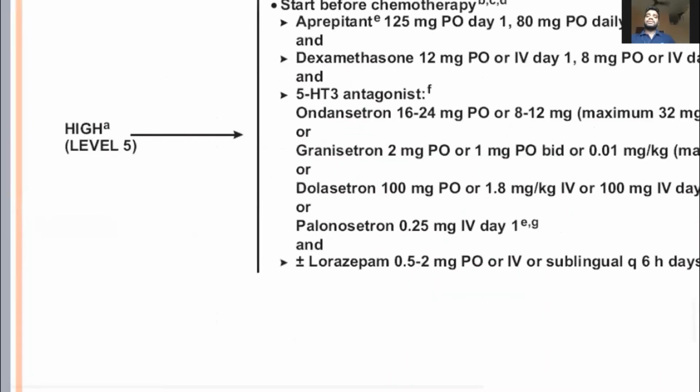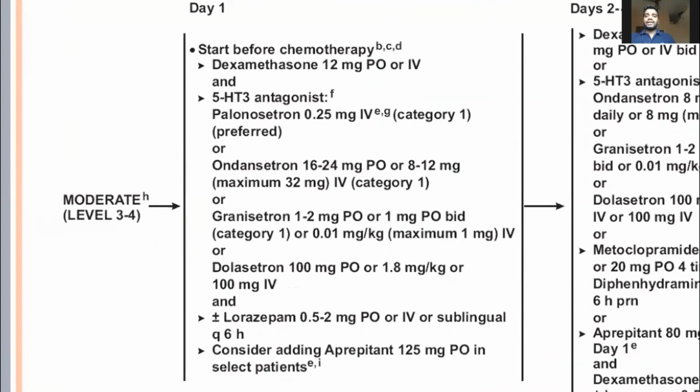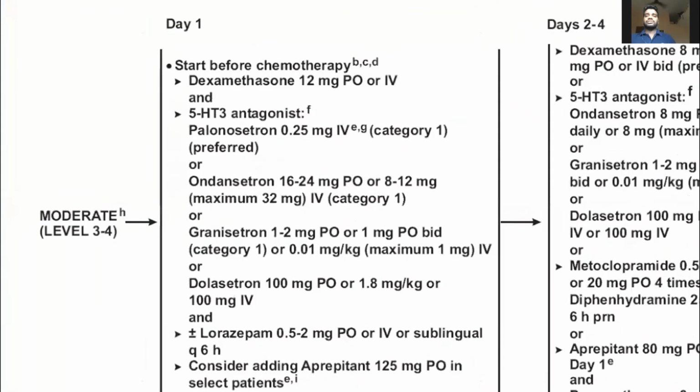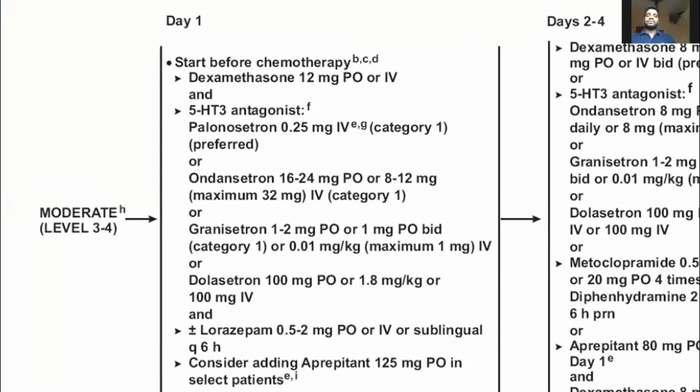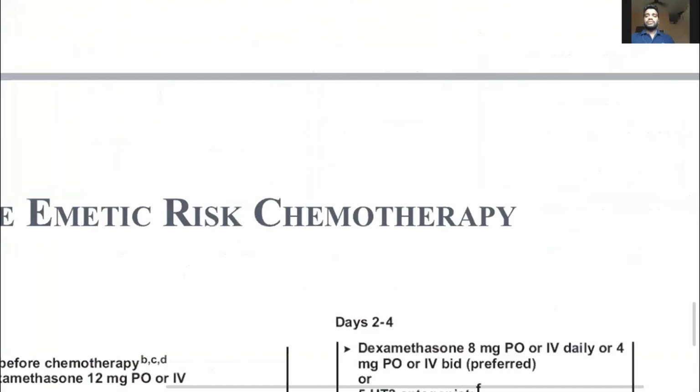If you see the moderate emetic risk chemotherapy, we are not using all those drugs. We are using fewer drugs, like dexamethasone and a 5-HT3 antagonist. This is the two-drug combination. Sometimes you may have to combine with lorazepam or not, depending on which level of risk you are dealing with.